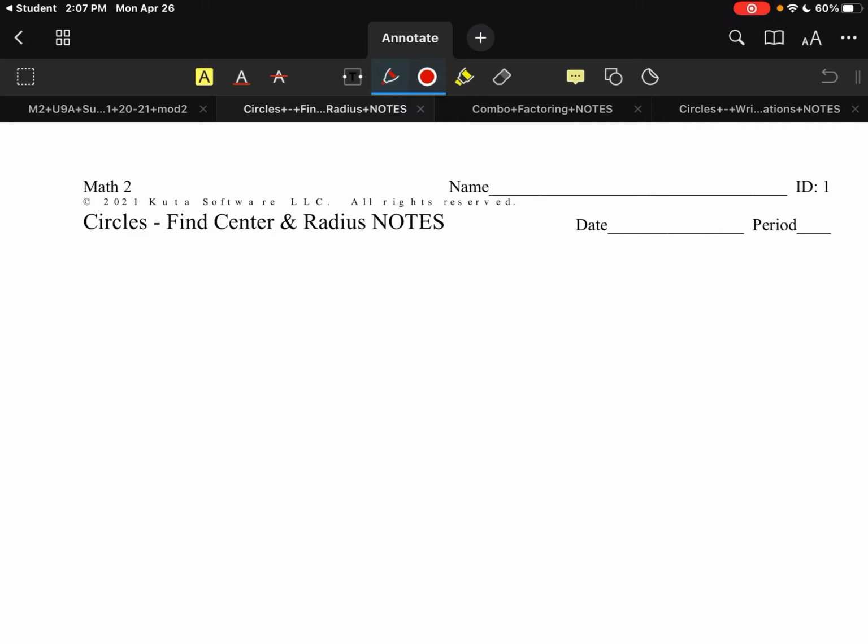okay? Circle equations have an x minus an x coordinate, so x1, plus a y minus a y coordinate equals the radius squared, okay? So that's kind of the formula for a circle, okay?